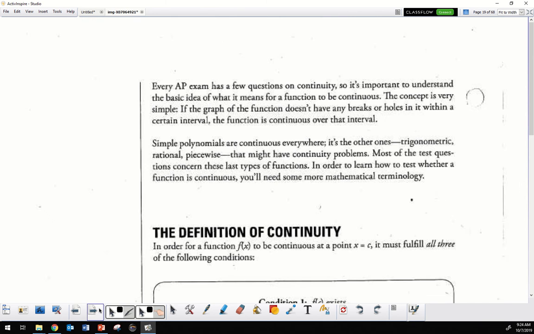Continuity. So now continuity means continuously. So we're looking to see if it's continuous, where it's continuous, and if it is continuous.